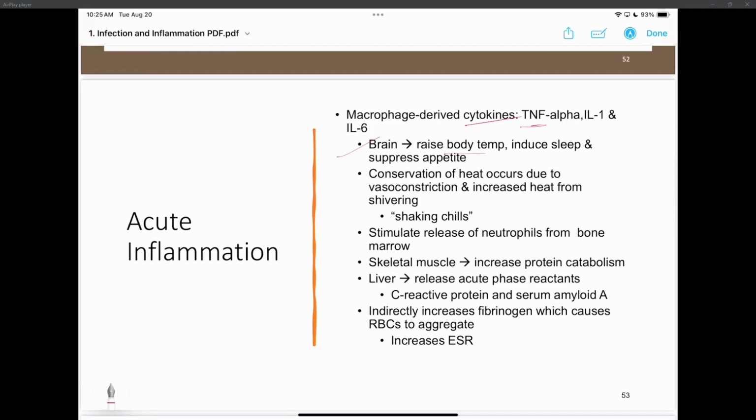We have an infection. We have to get rid of this fever. They induce sleep and suppress appetite. See, that's why when you get sick, you have no appetite. Your brain's like, we need to shut off this part. We need to rest. We need to calm everything down. We need to sleep so our body can heal itself. Conservation of heat, so we get shaking chills. Remember, the set points change in the hypothalamus, depending on what's going on.